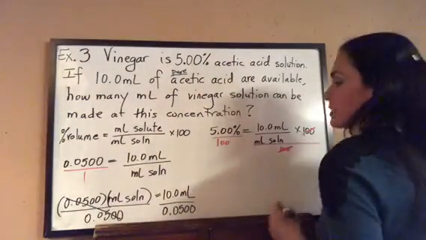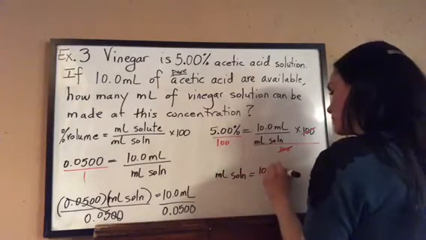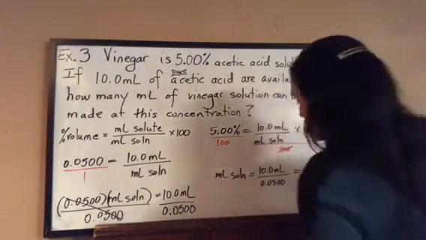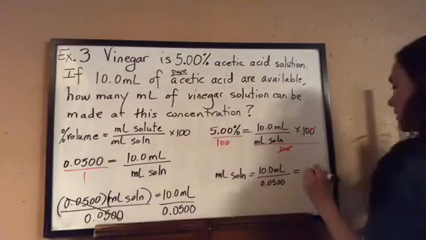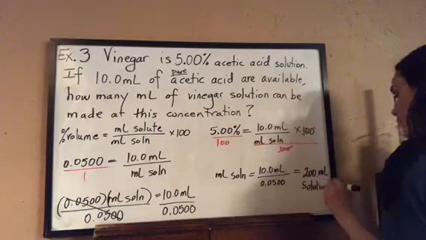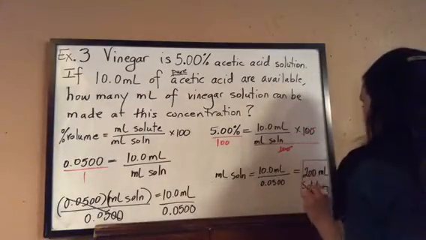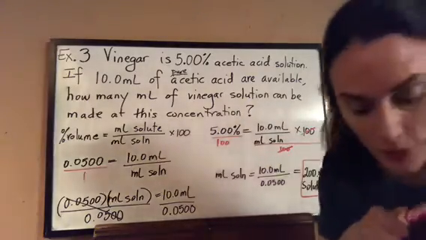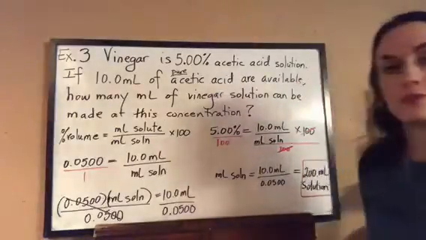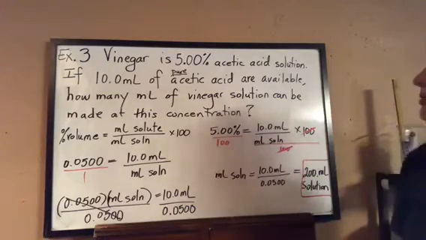Now we are left with milliliters of solution equal to 10 milliliters over 0.0500. We do that and we come out with 200 milliliters for the vinegar solution. So if we have 10 milliliters of solute of pure acetic acid and we want to make a 5% solution, we can have a total 200 milliliter solution volume.